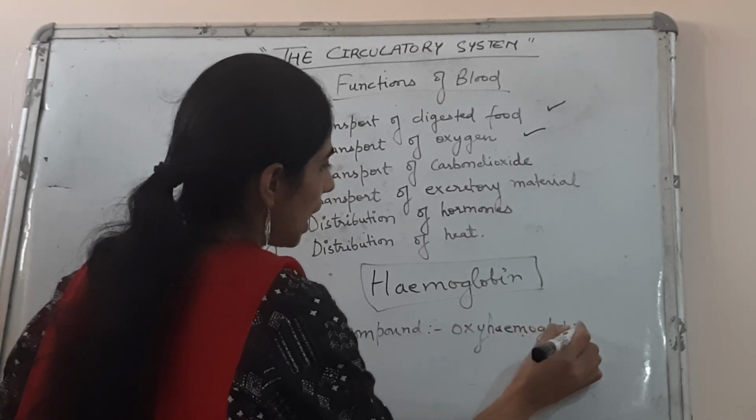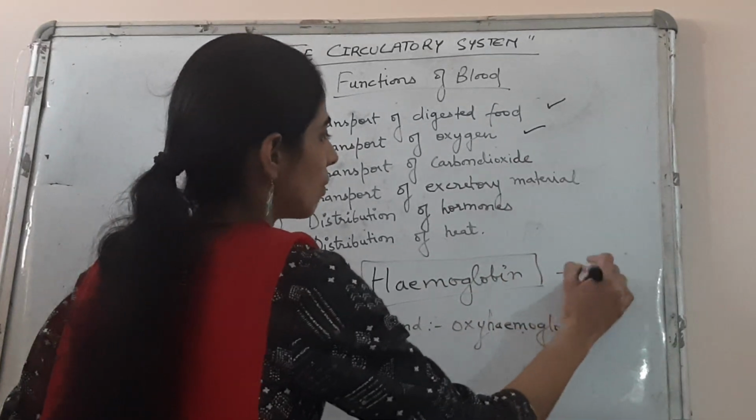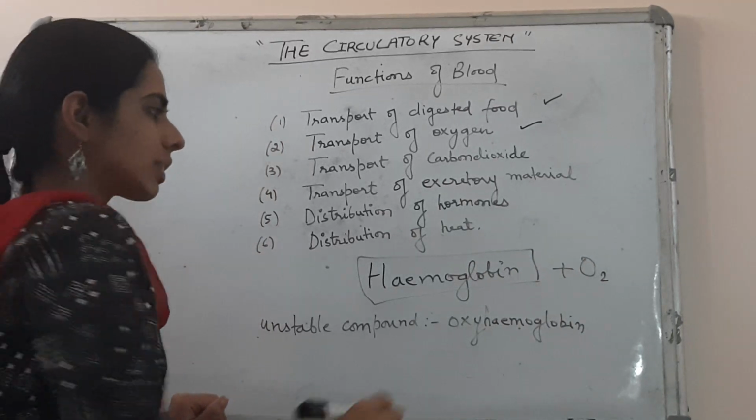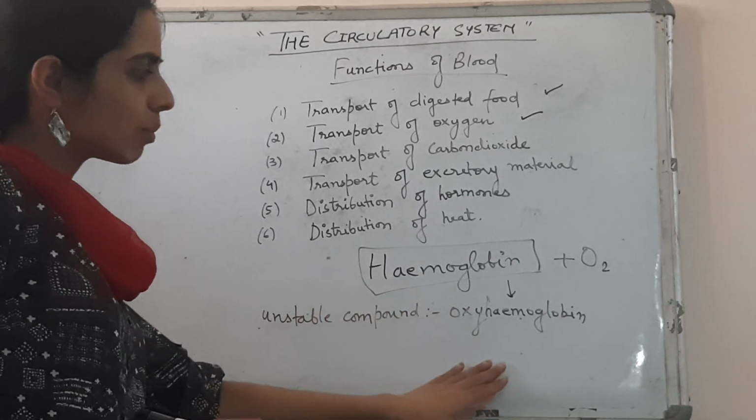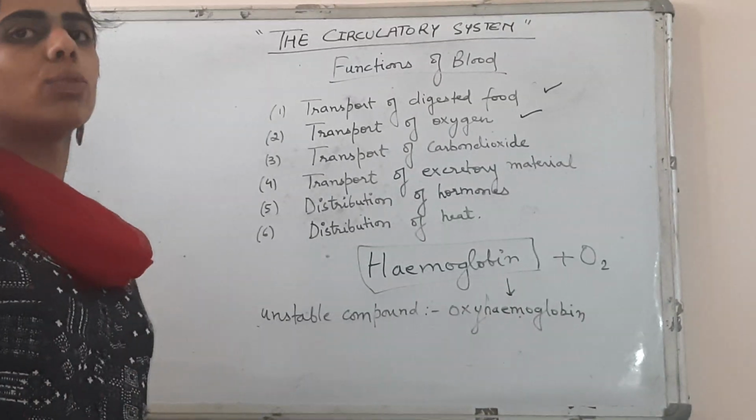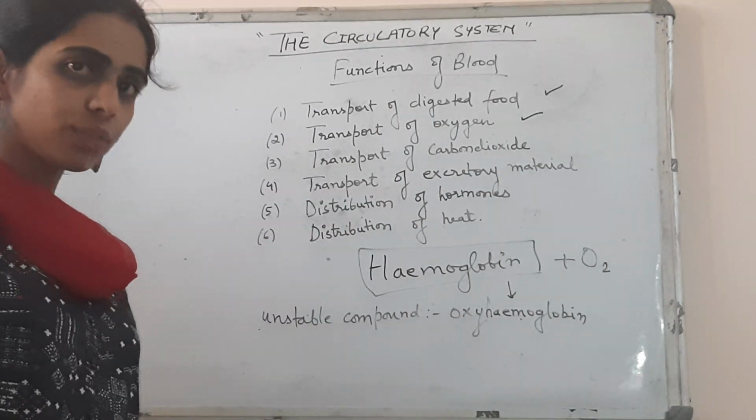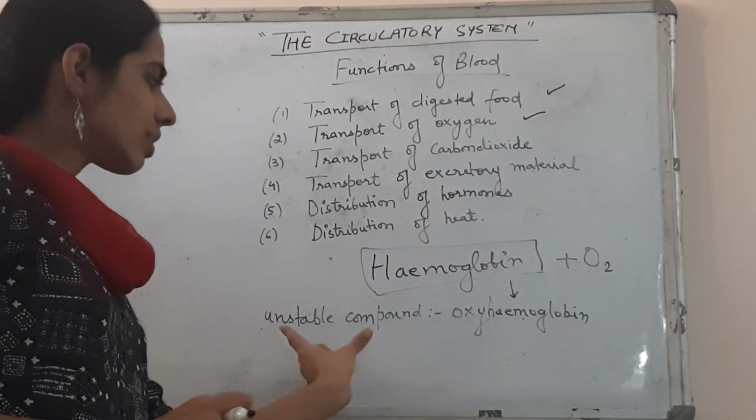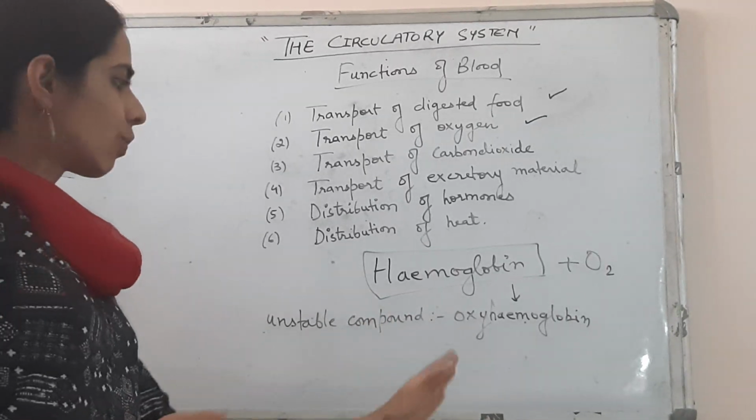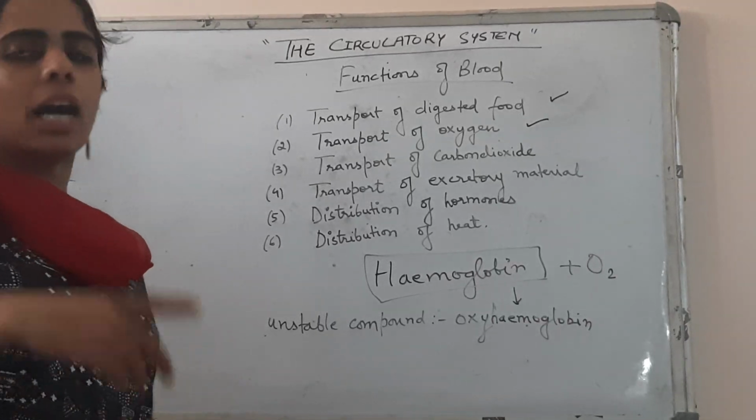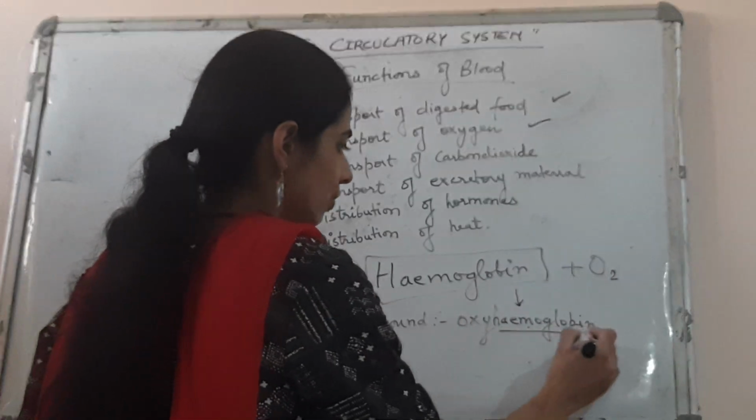Oxyhemoglobin. So what will happen, children? This hemoglobin will combine with O2, oxygen gas, and this will form unstable oxyhemoglobin, and this oxyhemoglobin will work to transport oxygen to different cells or tissues of the body. Because this is an unstable compound, oxygen easily gets separated from hemoglobin, and after the transfer of oxygen, this hemoglobin is left alone.